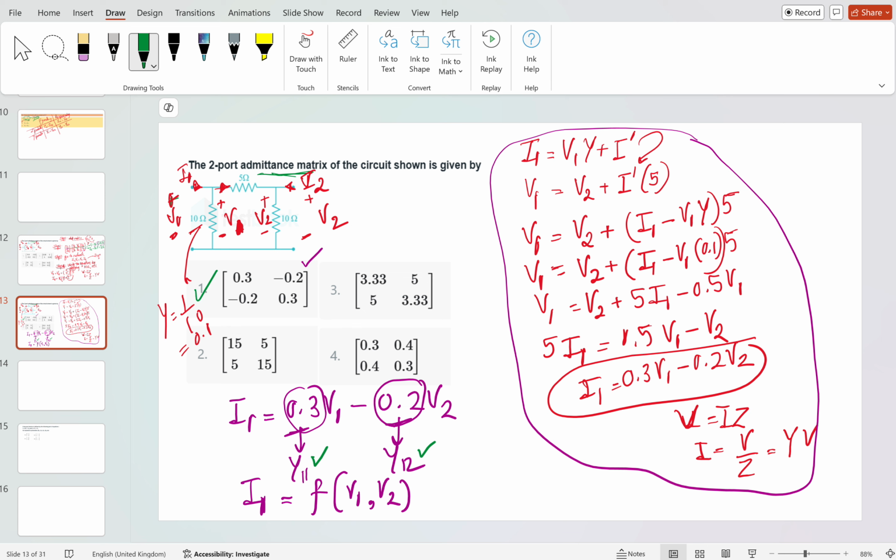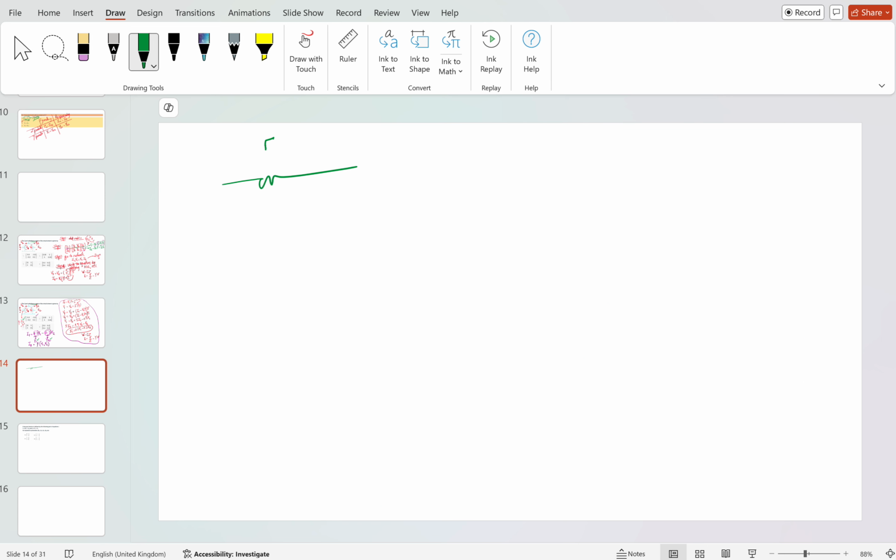Let's try to write the second equation also. If you want to write the second equation in terms of V2 and all, in that situation you have to know the circuit. Suppose this is the actual circuit, that is the 5 ohm, and this is the 10 ohm and this is the 10 ohm.